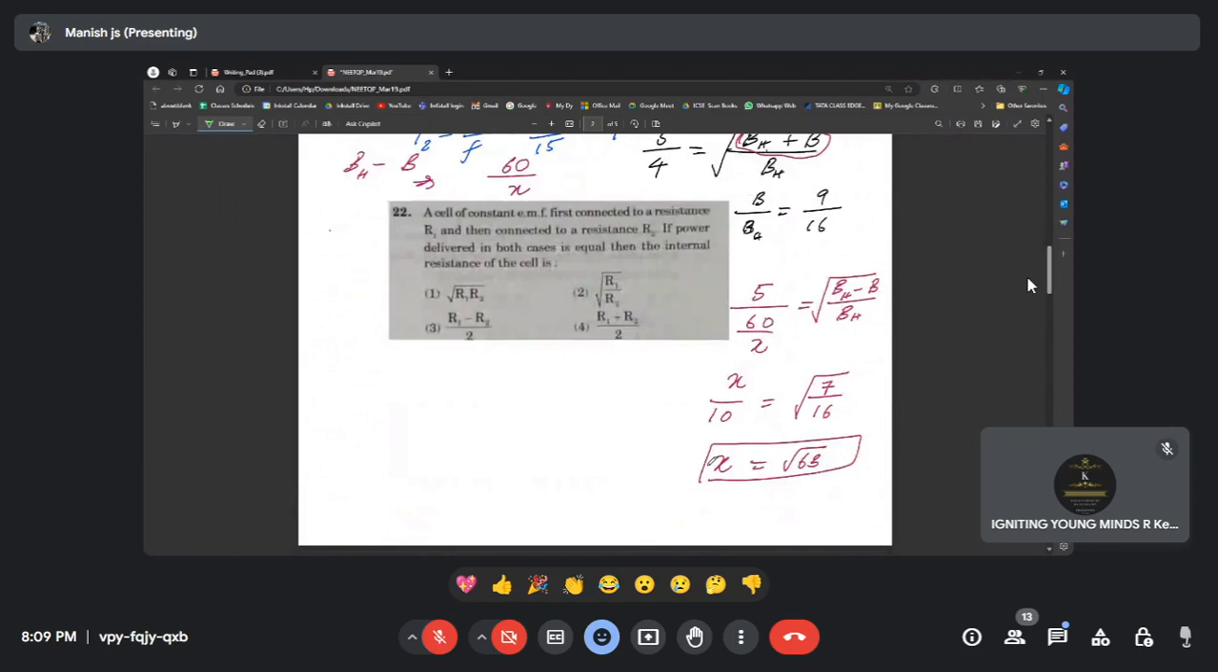Here's the next question. Question number 22. One of you can read the question and tell me what is the relation that is given here. Please tell me what are the given parameters in the question. Please go through it. Feel free to communicate. So what are we supposed to do in this question?